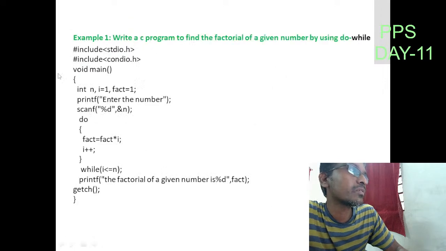So this example will be executed using a do while. In a do, I'm going to write these statements. After execution of this block, then it will go and check the condition. That's why, in a do while, even though the condition is false, at least these statements will execute one time. That is the only difference between while and do while.